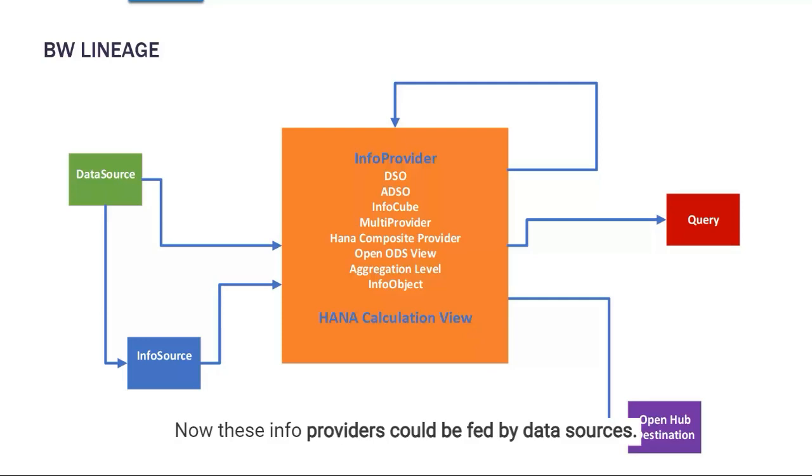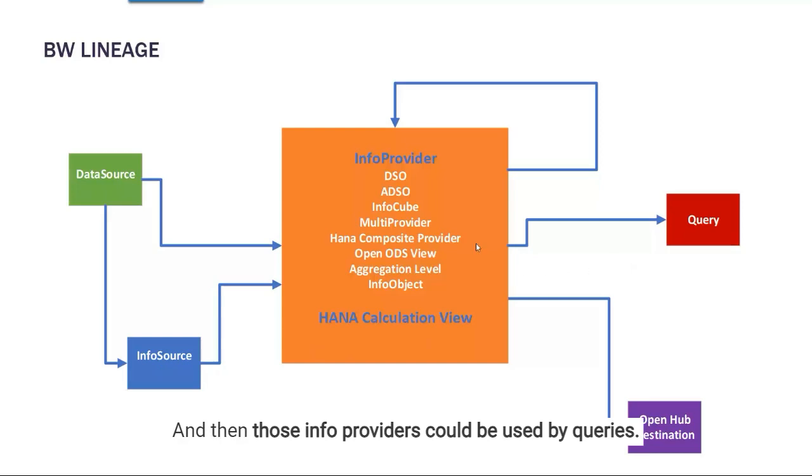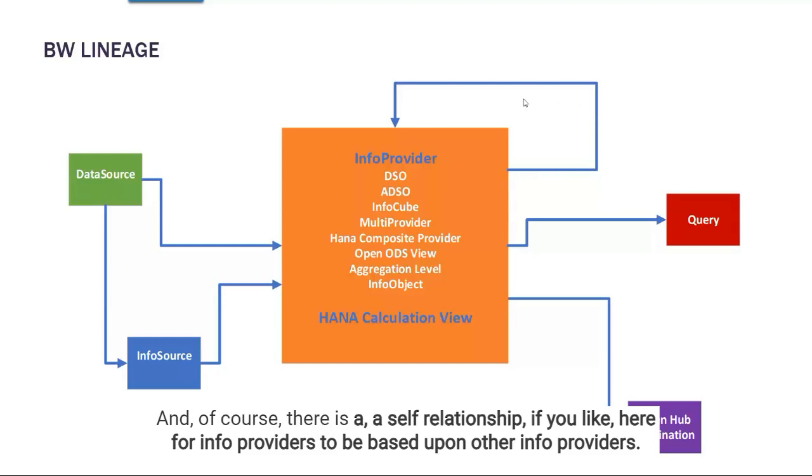Now, these info providers could be fed by data sources, they could be fed by info sources, and then those info providers could be used by queries or open hub destinations. And of course, there is a self relationship, if you like, here for info providers to be based upon other info providers.